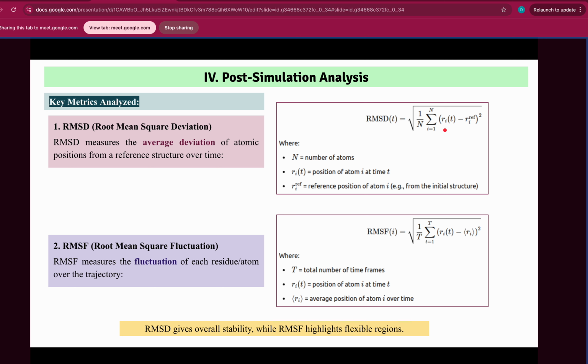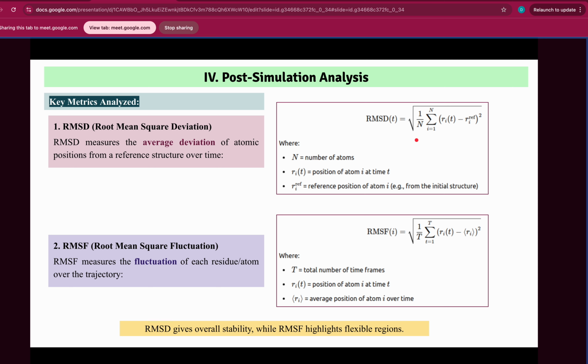So this is the formula for RMSD calculation, which is the square root of 1 divided by N. N is the number of atoms. Then this summation from 1 to N, where r_i(t) means the position of atom i. So these are the atoms ranging from 1 to N. For each atom, we take the square of the difference between the position of atom i at time point t and its reference position.